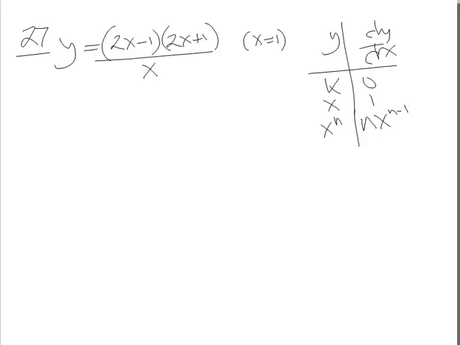Okay, let's have a look at 27. We've got a fractional thing here. We've got a pair of brackets on the top with two terms in each. So we better write down the rule for expanding brackets then. A plus B times C plus D.